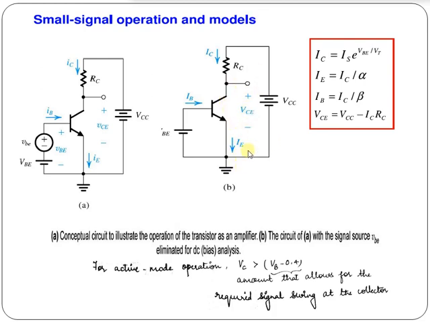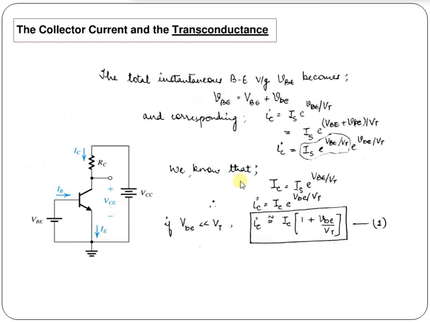All of these currents and voltages are represented by uppercase letters with uppercase subscripts just to indicate that they are DC. And the equations mentioned for the collector current, emitter current, base current and the output voltage VC are applicable to the DC conditions. Now, since we are operating the transistor in the active mode, we should remember that the collector voltage should be greater than the base voltage minus 0.4, which is the amount that will allow for the required signal swing at the collector. The next topic is collector current and the transconductance.